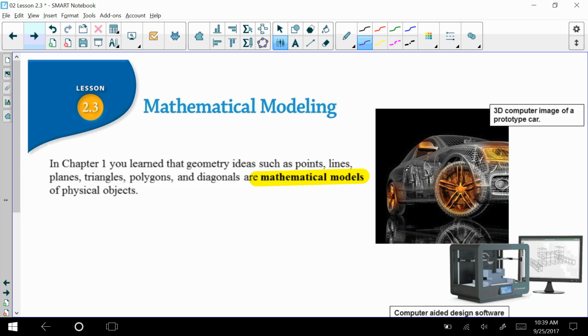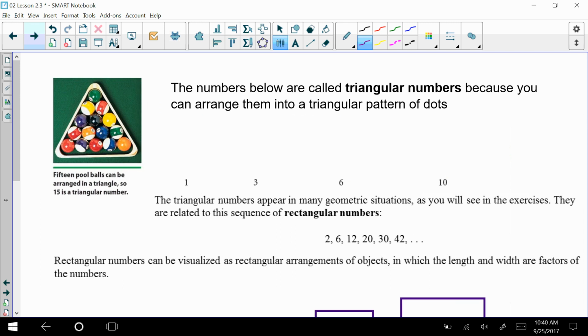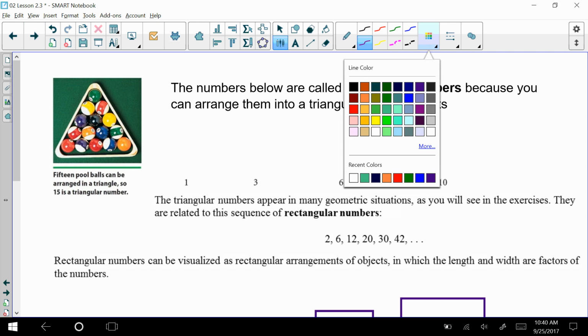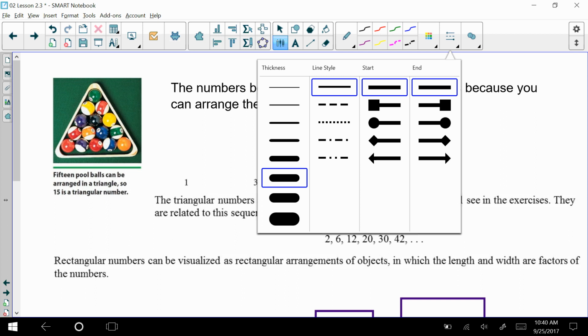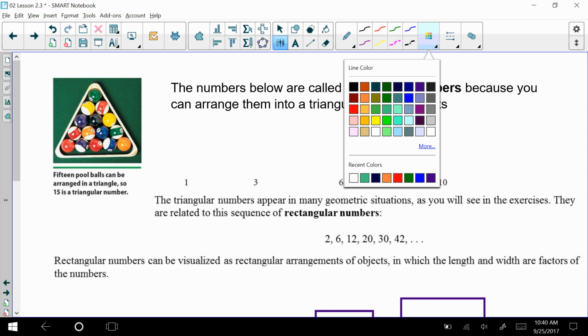So again, in chapter 1, we looked at points, lines, planes, polygons, triangles, diagonals. Those are all mathematical models of physical objects. In this lesson, we're going to use more mathematical models to determine the next number in the sequence. So we've got a couple key terms here. The first is triangular numbers. We're going to draw some visuals here to help you visualize what triangular numbers are.